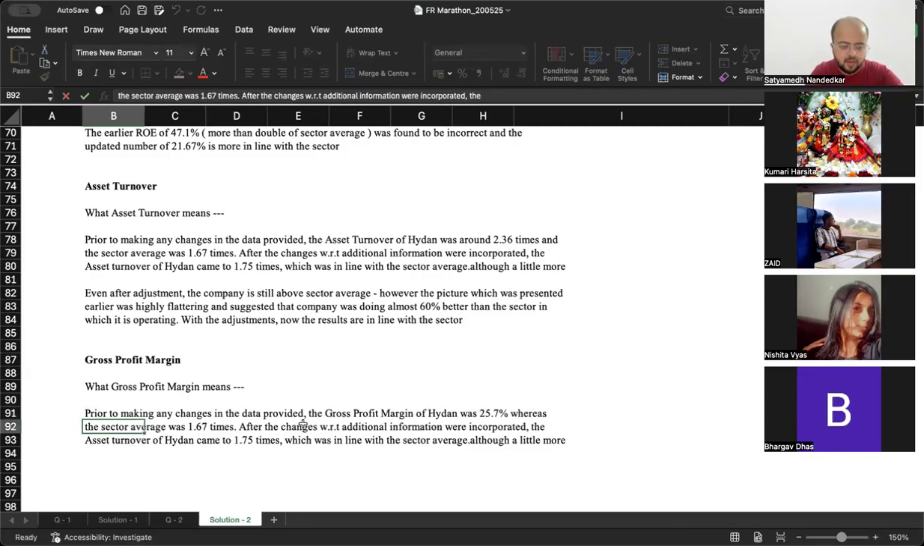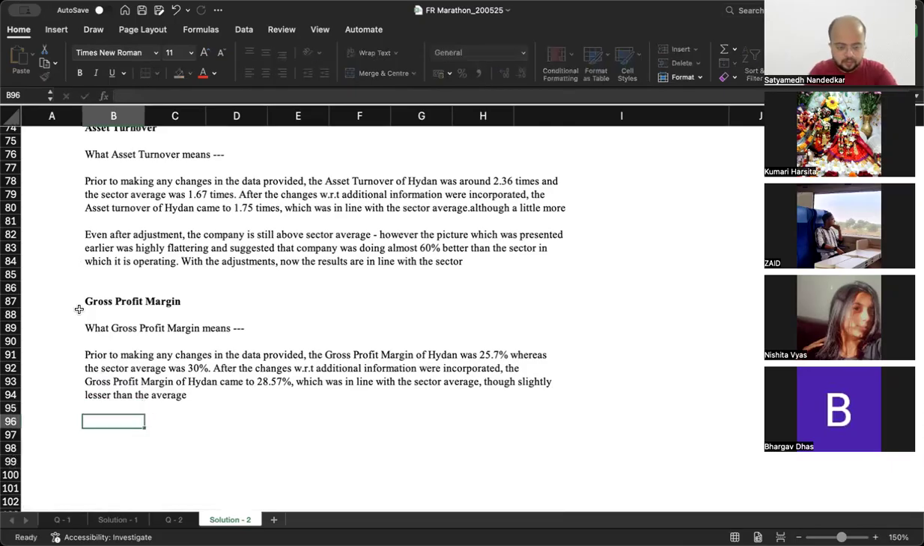Whereas the sector average was कितना था sector average? 30%. After the changes with respect to additional information were incorporated, the gross profit margin of Hayden came to 28.57%, which was in line with the sector average, though slightly lesser than the average.